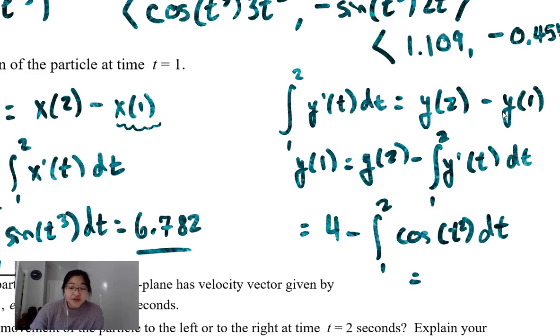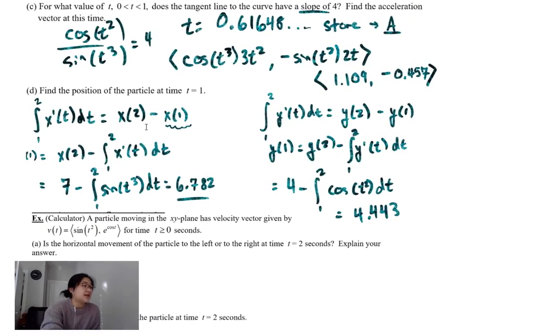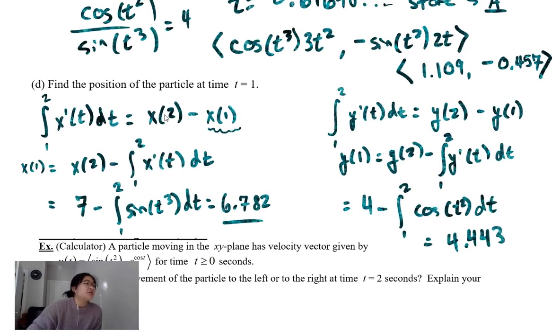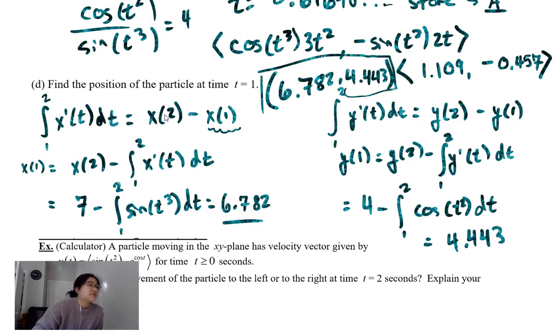Plug that in to your calculator and you get 4.443. So actually this value is going to be negative, so when you're taking 4 minus this negative value, you're going to get out a bigger number, and that is okay. So our position of our particle at time t equals 1 is our two components, where we have 6.782, comma, 4.443. Box around that. It's not a good box, but that's the position at time t equals 1.